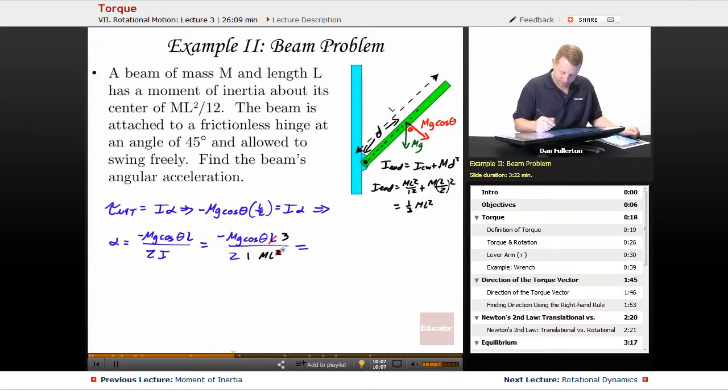With just a little bit of simplification here, let's see, we've got an L, we've got an L squared. We've got an M and an M we can cancel out. So that gives us minus 3g cos theta over 2L. So there's our angular acceleration, using the parallel axis theorem to find the moment of inertia and Newton's second law for rotation.